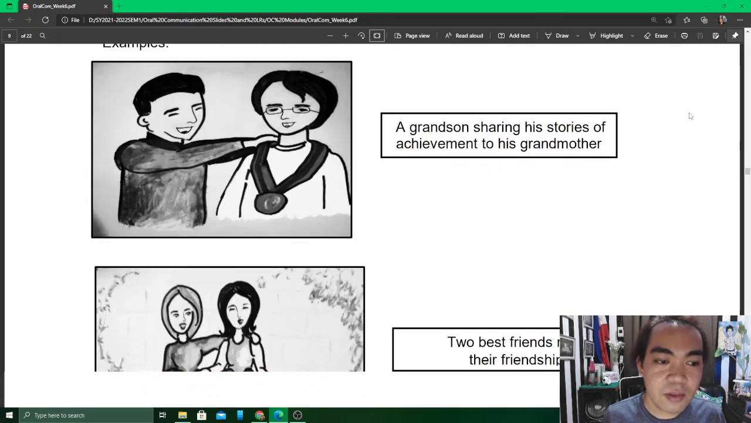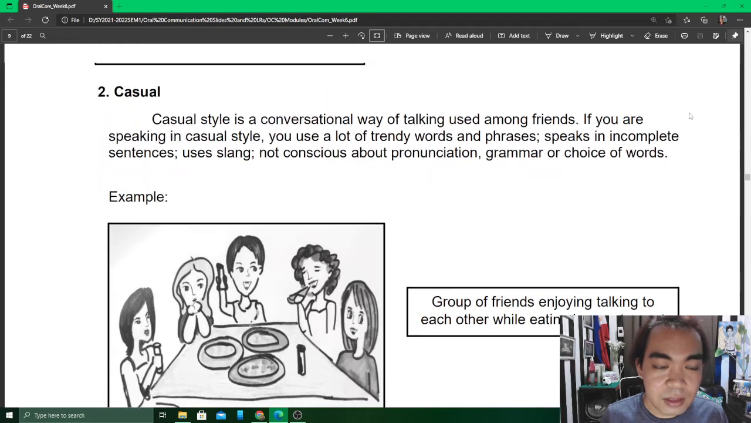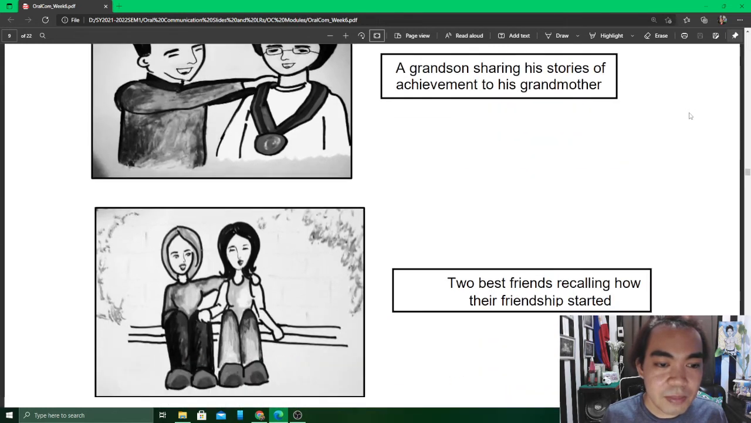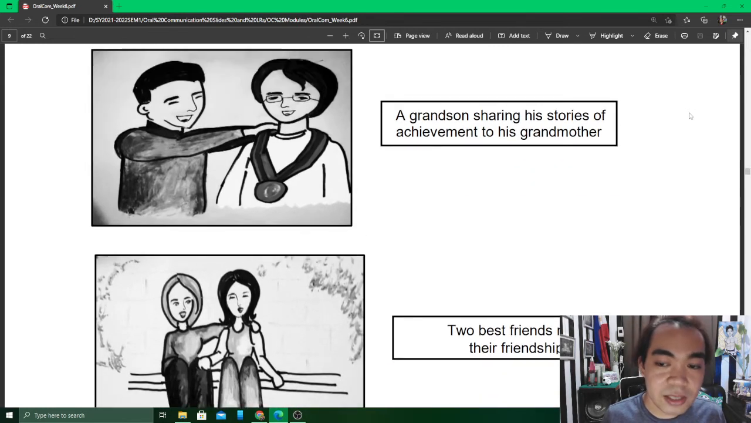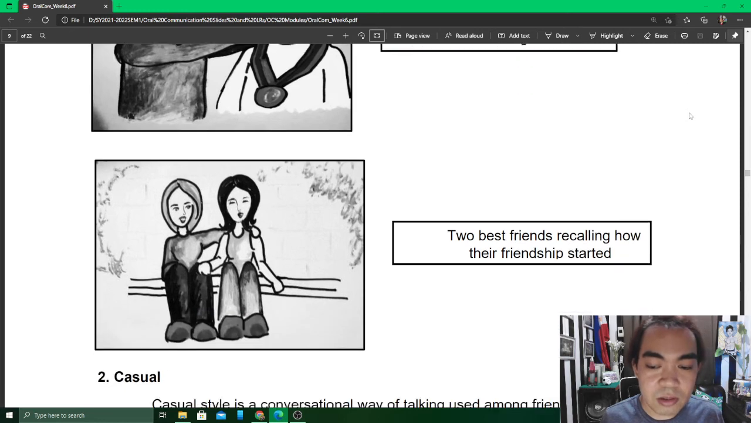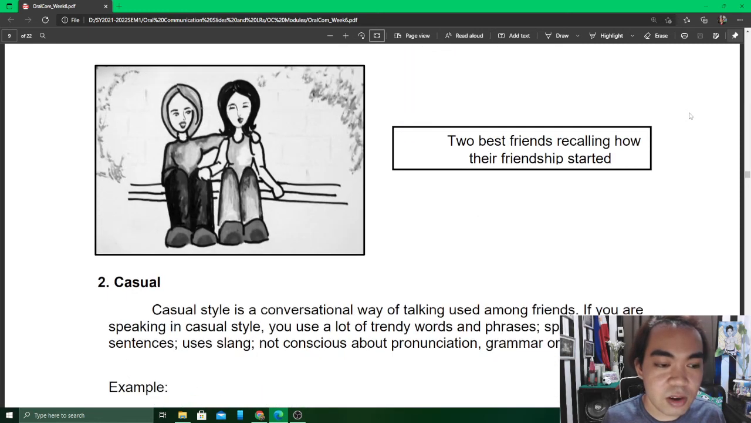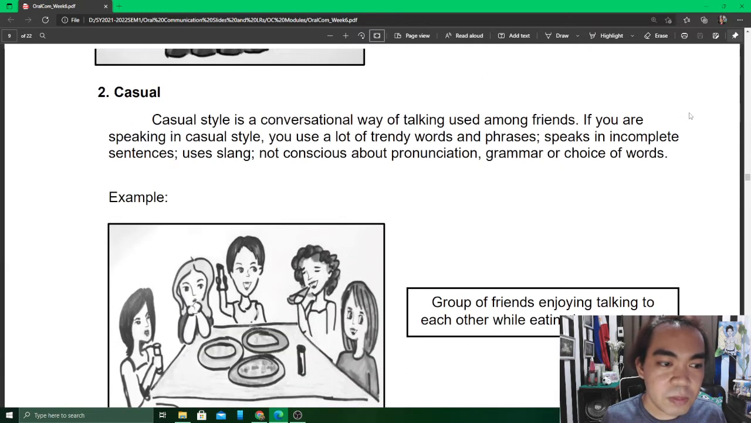Then we have, these are examples here, no? An intimate speech: a grandson sharing his stories of achievement with his grandmother, and two best friends recalling how their friendship started. The second type of speech style is casual style.